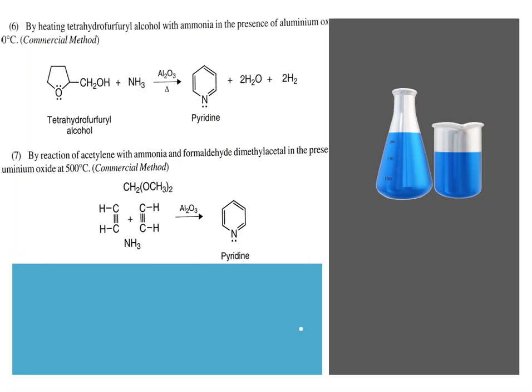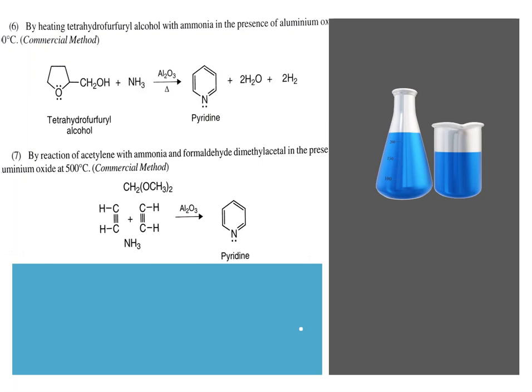Other is you take tetrahydrofurfuryl alcohol. You treat it with ammonia in presence of aluminum oxide at high temperature, around 300 degrees Celsius. You get your pyridine. You heat it, you get your pyridine. That is a commercial method.